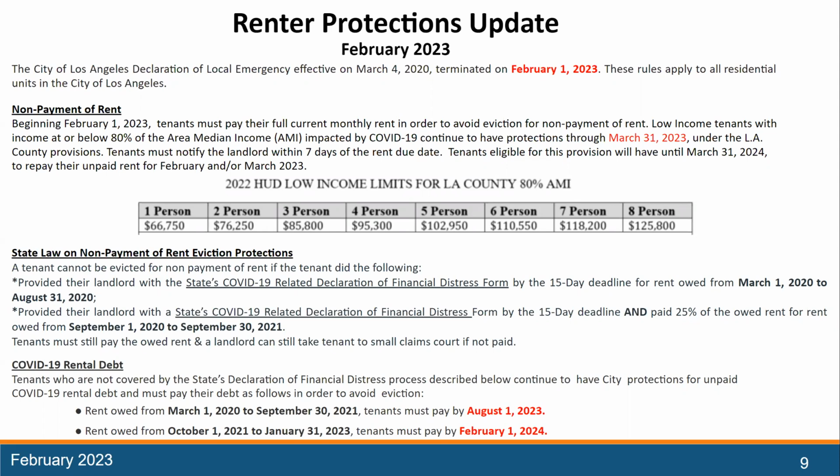Once again, even though the landlord cannot evict the tenant for non-payment of rent for these months, the tenant still is obligated to pay the rent to the owner, and the owner can take the tenant to small claims court for the non-paid rent. Small claims court is not the same as an eviction court. They are different things.